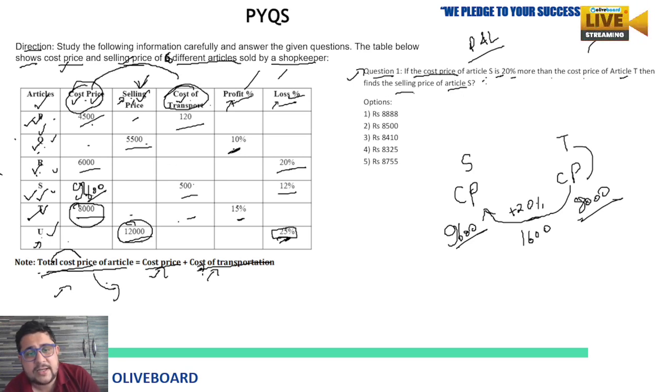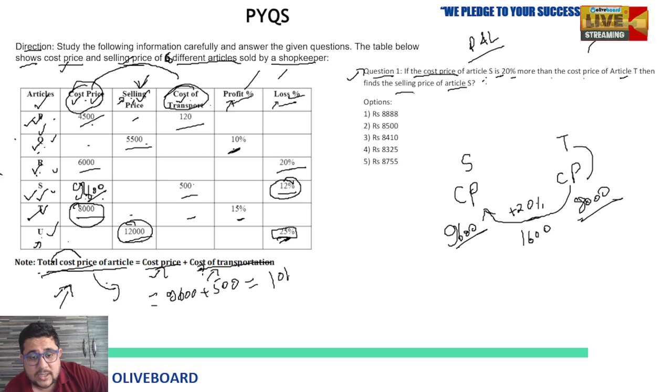They are asking for the selling price. So how can you calculate it? Here, what you are getting is a 12% loss. So calculate the total cost price: 9,600 plus the cost of transport 500. So that would be equal to 9,600 plus 500, which is 10,100.